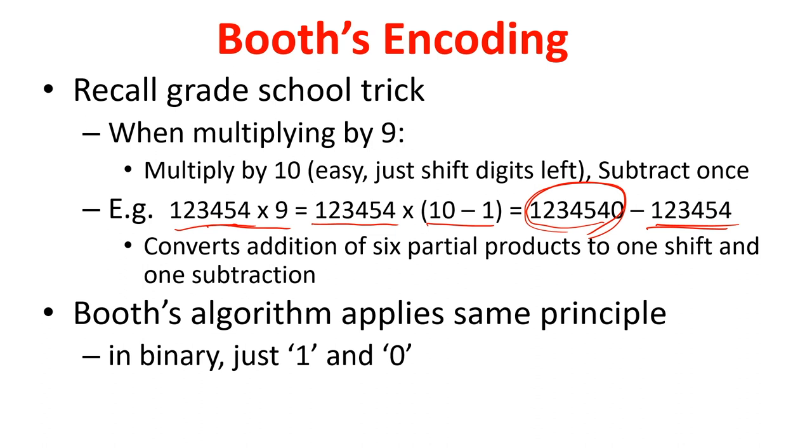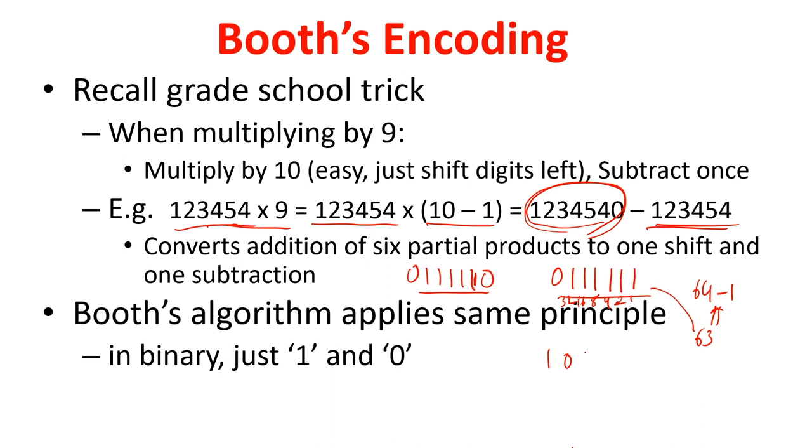So we can convert the addition of 6 partial sums into one shift and one subtraction. Suppose this number is 0, 1, 1, 1, 1, 1, a number with 5 ones. Suppose instead one more 1 is there: 0, 1, 1, 1, 1, 1, 1. What is the number? This is 1, this is 2, 4, 8, 16, 32. So this will be 64 minus 1, this number will be 63, and 63 can be represented as 64 minus 1.